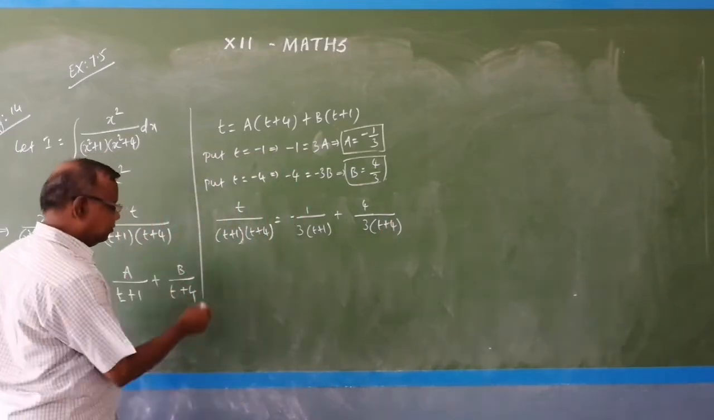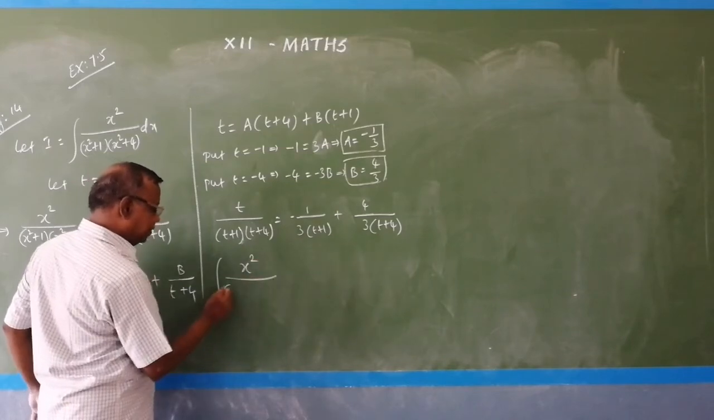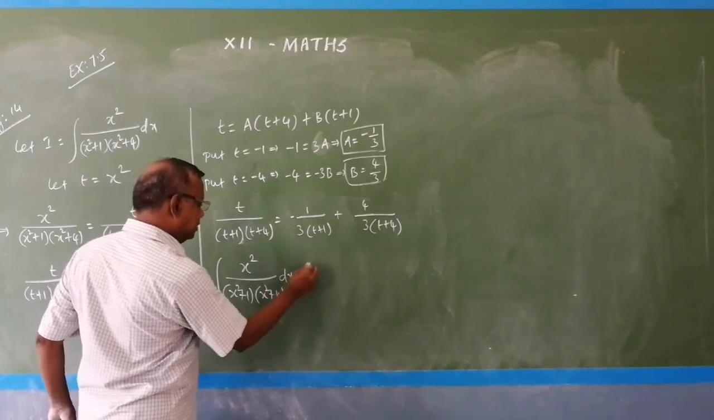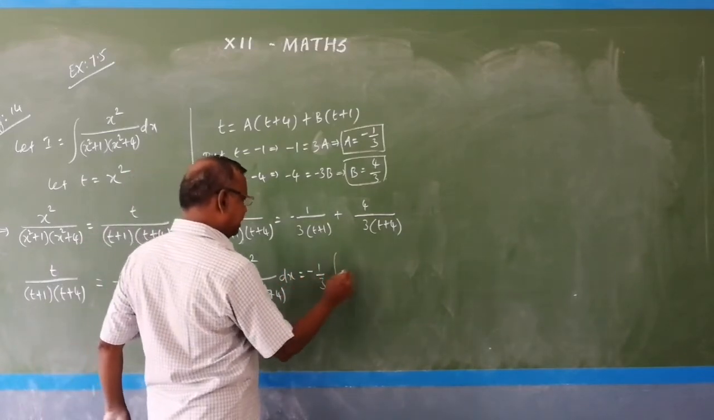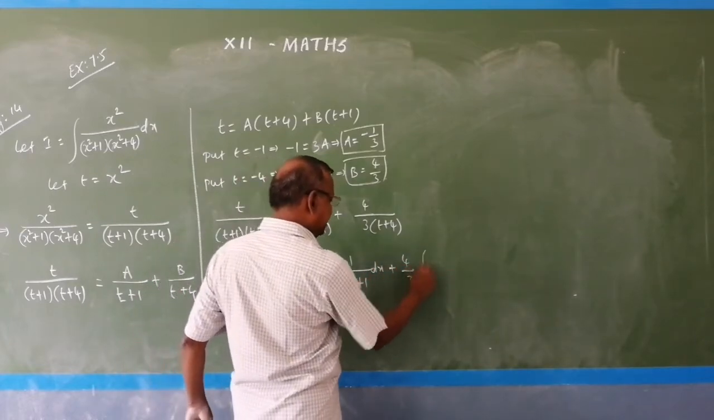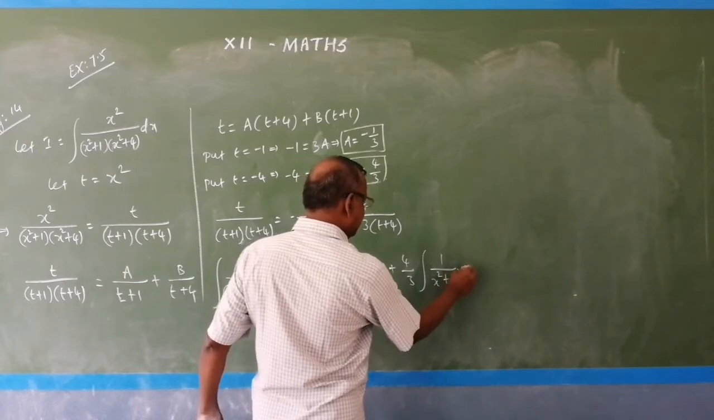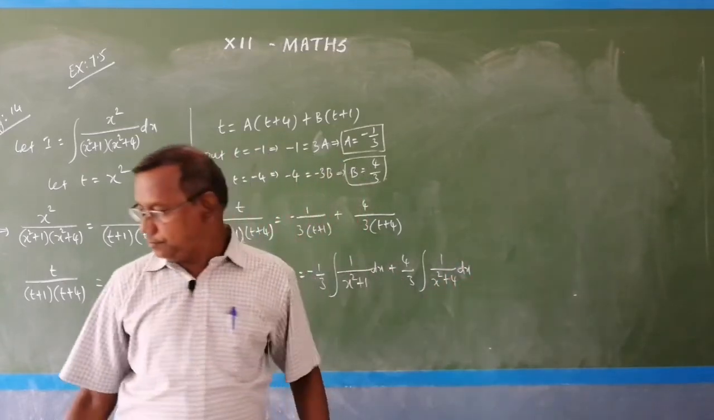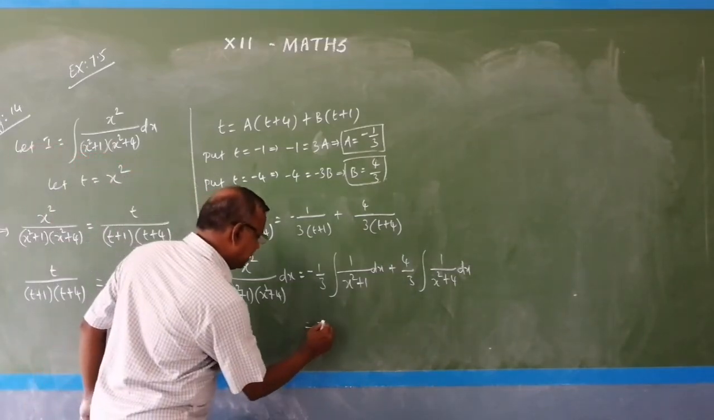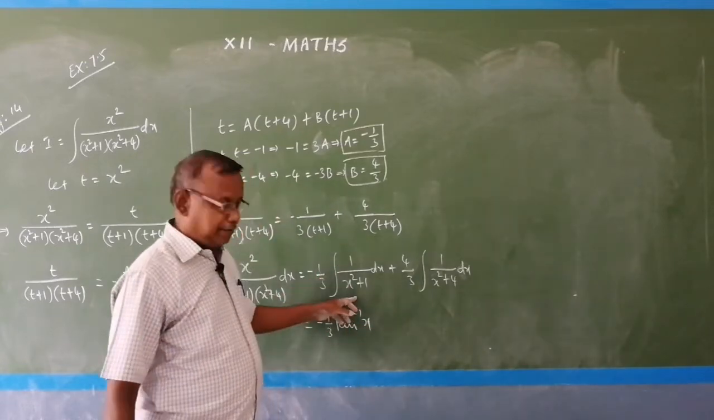Now, taking the integral, we have the integral of x square divided by (x square plus 1) into (x square plus 4) dx, equal to minus 1 by 3 into the integral of 1 by (x square plus 1) dx plus 4 by 3 into the integral of 1 by (x square plus 4) dx. Now, this is equal to minus 1 by 3 into tan inverse of x, because the integral of 1 by (1 plus x square) is tan inverse of x.